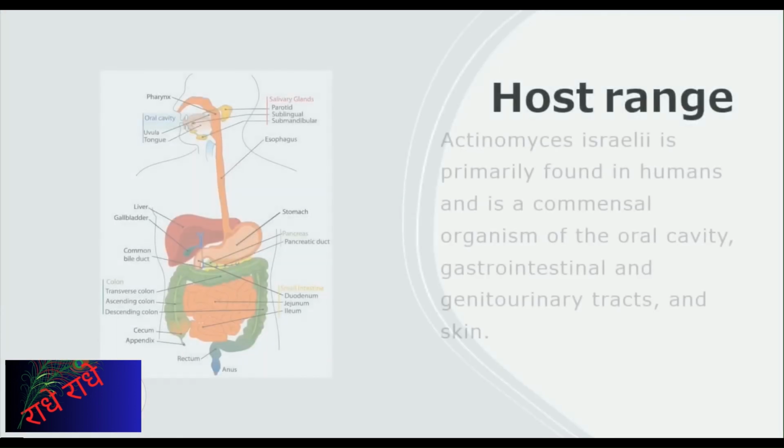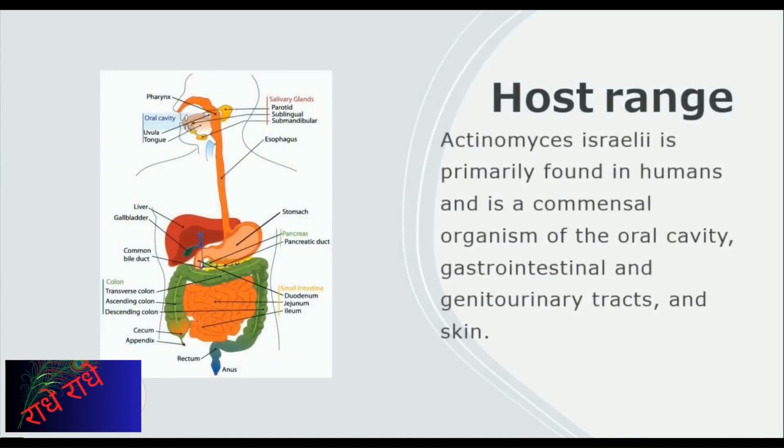Actinomyces israelii is a species of bacteria commonly found in the human body, mostly in the oral cavity, gastrointestinal tract, genitourinary tract, and skin. It is a commensal organism, which means it does not cause any harm to its host and lives in harmony with it. Therefore, it is an important consideration in both medical and dental treatment.